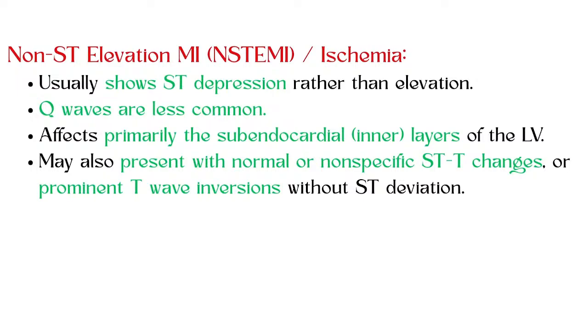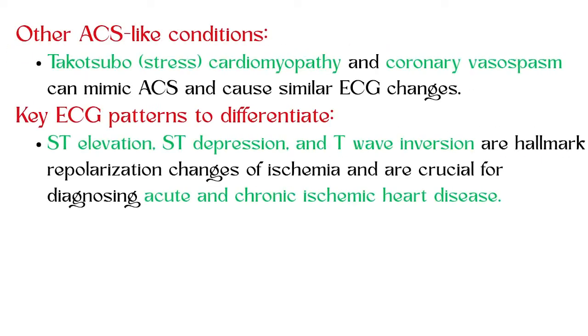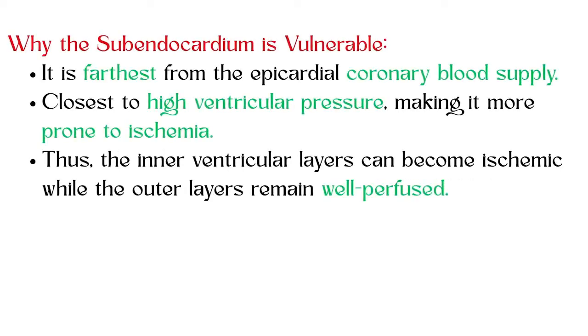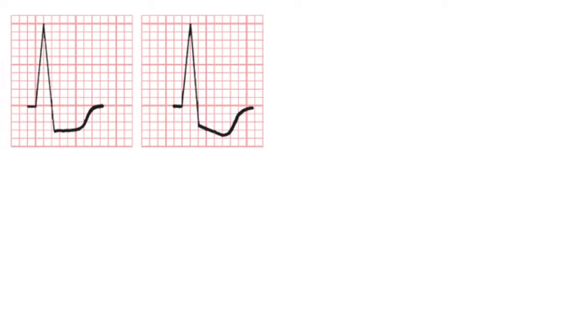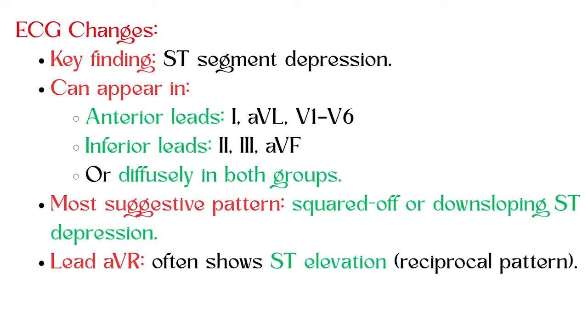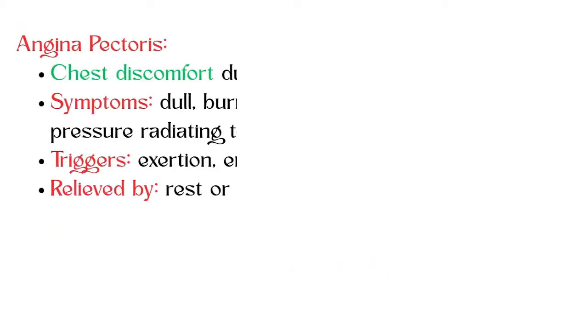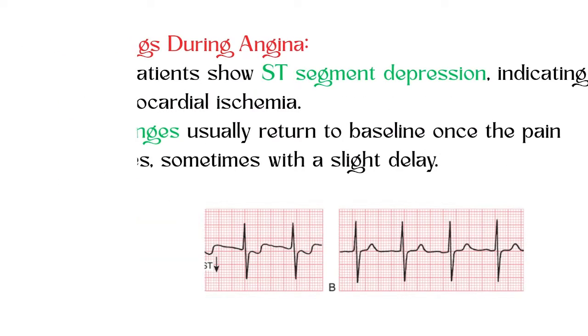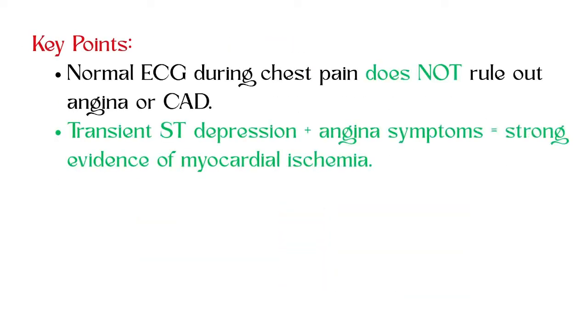A STEMI shows ST elevation and often Q waves, indicating full thickness heart muscle damage. NSTEMI usually shows ST depression or T wave inversion, with injury limited to the inner heart layers. The inner layer of the heart is most vulnerable to low blood flow. Subendocardial ischemia shows ST depression in many leads, while lead aVR may show ST elevation, the opposite of a classic STEMI. During angina, the ECG often shows temporary ST depressions that return to normal once the pain subsides.